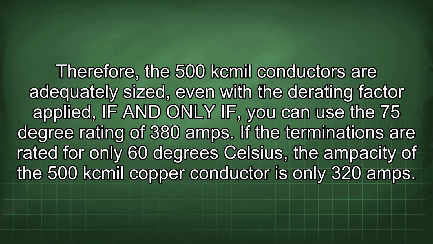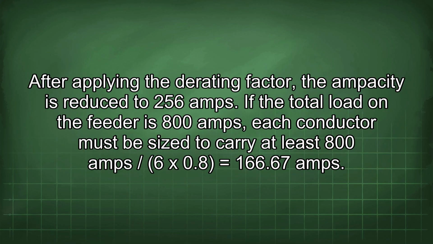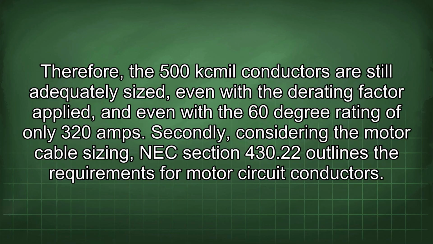If the terminations are rated for only 60 degrees Celsius, the ampacity of the 500 kcmil copper conductor is only 320 amps. After applying the derating factor, the ampacity is reduced to 256 amps. If the total load in the feeder is 800 amps, each conductor must be sized to carry at least 800 amps / 6x 0.8 equals 166.67 amps. Therefore, the 500 kcmil conductors are still adequately sized, even with the derating factor applied, and even with the 60 degree rating of only 320 amps.